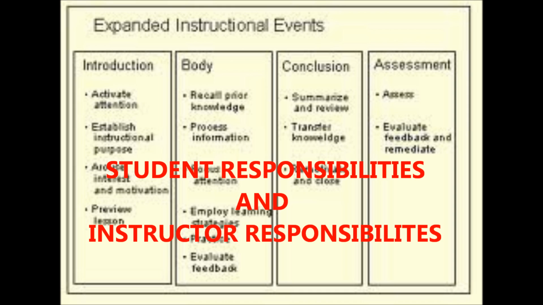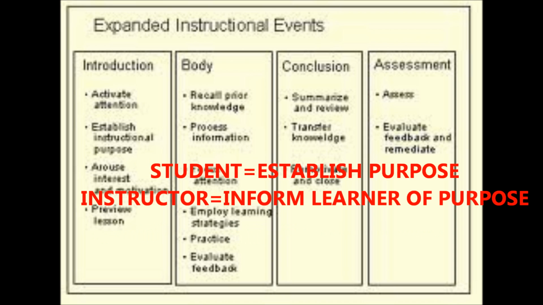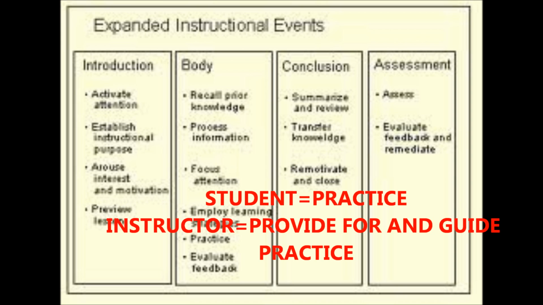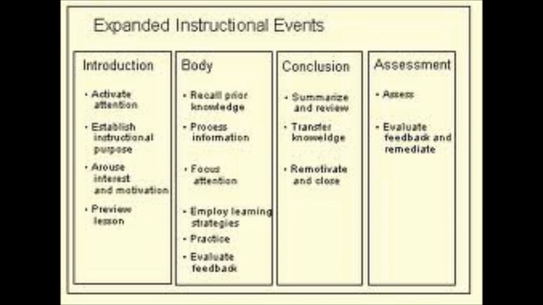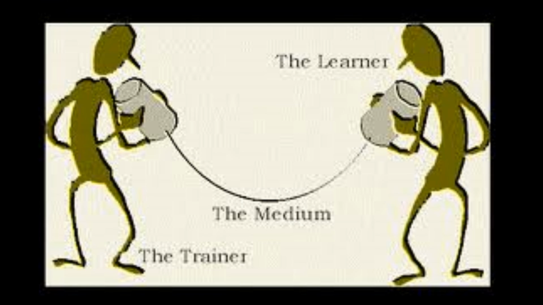So for generative, maybe it's the student's responsibility to establish a purpose, but it would be the instructor's responsibility to inform the learner of the purpose. For another example, it may be the student's responsibility to practice, but it's the instructor's responsibility to provide for and guide that practice. So Smith and Reagan basically just took Gagne's 9 events and added instructor and student responsibilities.